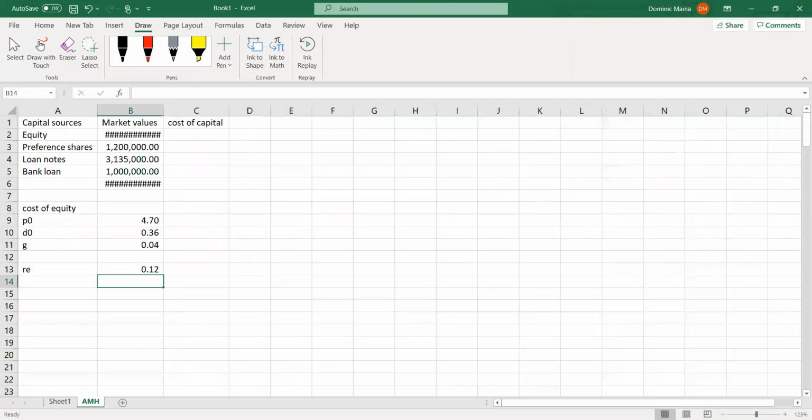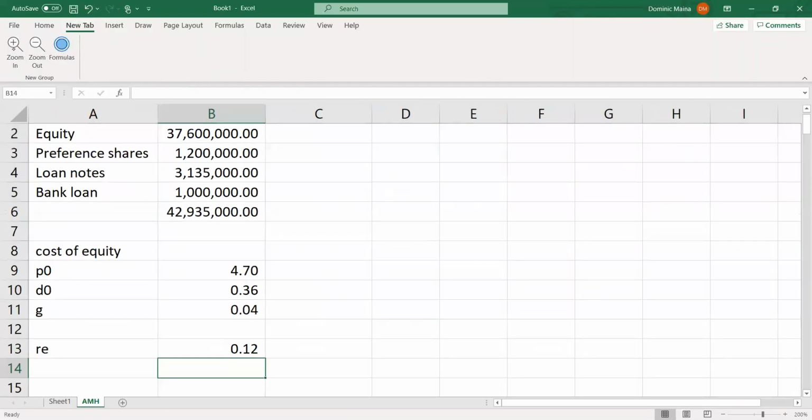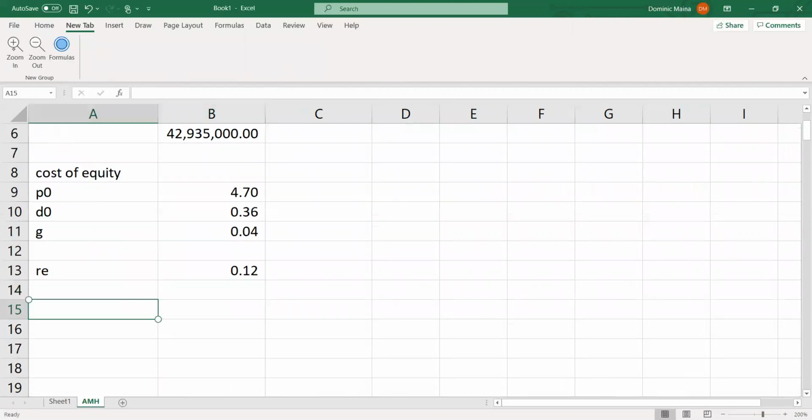Having done that, we have obtained the cost of equity. Next, we can get the cost of preference shares.